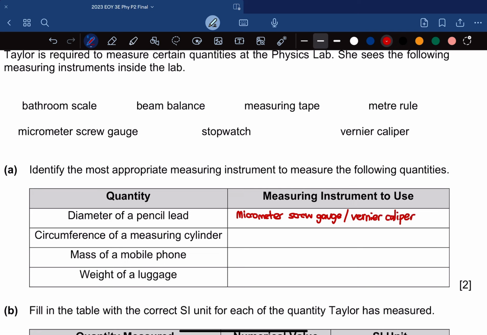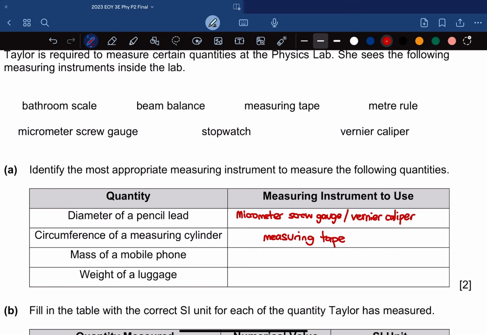Next part, circumference of measuring a cylinder. So if we recall, circumference means that I want to measure how long is the curve length. And for this part over here, we cannot use a micrometer screw gauge or a vernier caliper to measure circumference. So for this question, for measuring cylinder, I would have to use a measuring tape to measure circumference of this measuring cylinder.